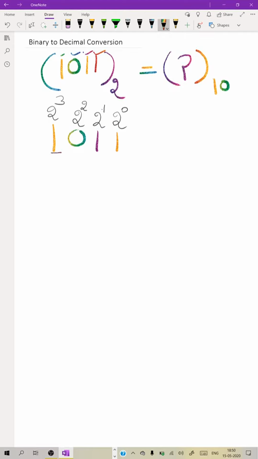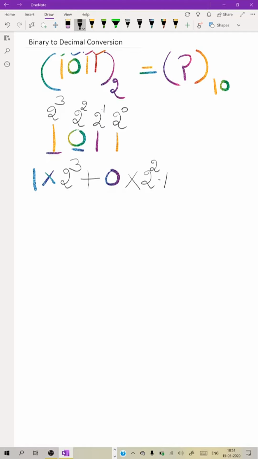You can start from here, from this one. You first write down this value 1. After that you multiply, and after multiplying you write down this power, and this power is 2 raised to power 3. Then you add a plus symbol. After the plus symbol you use this 0, and you multiply with 2 raised to power 2.